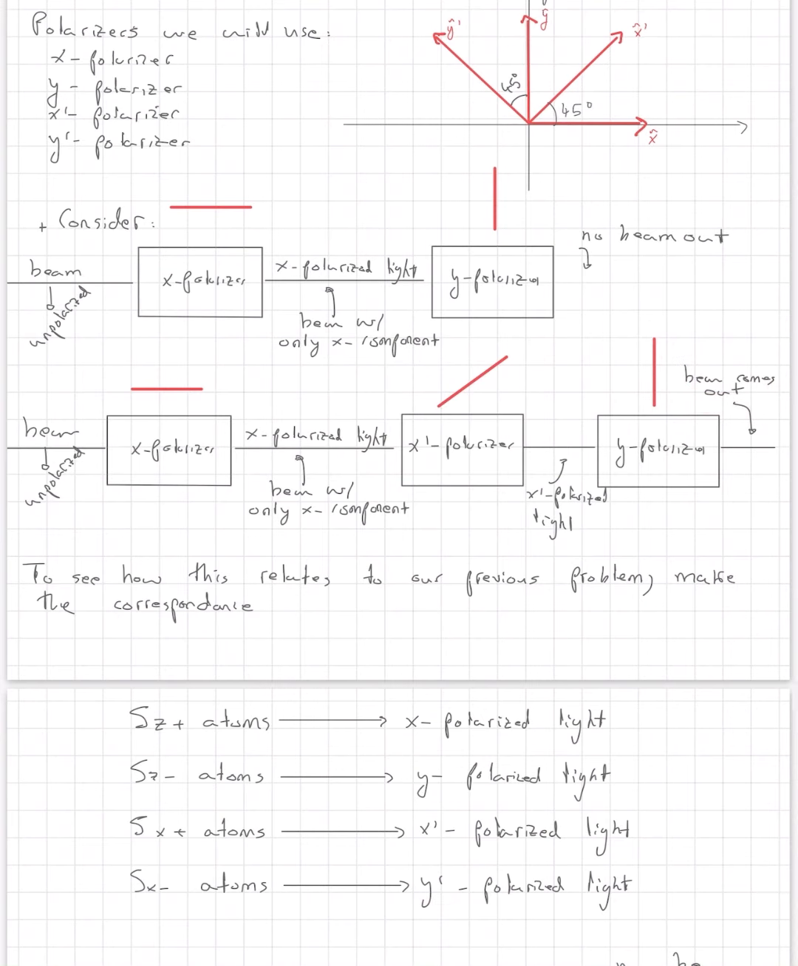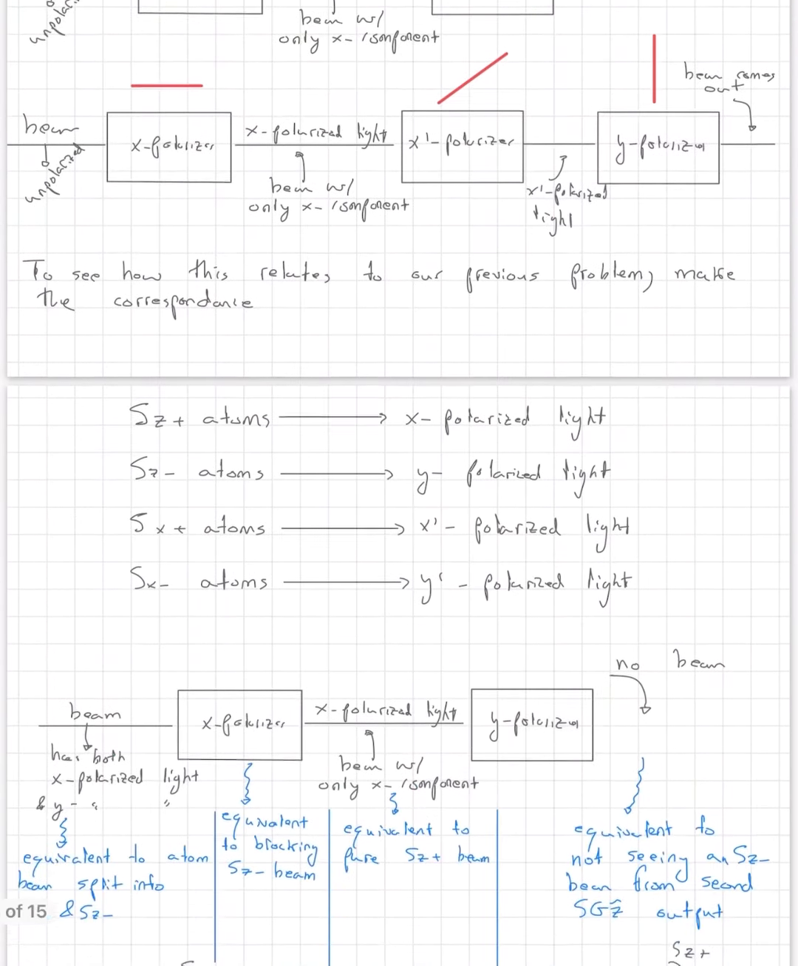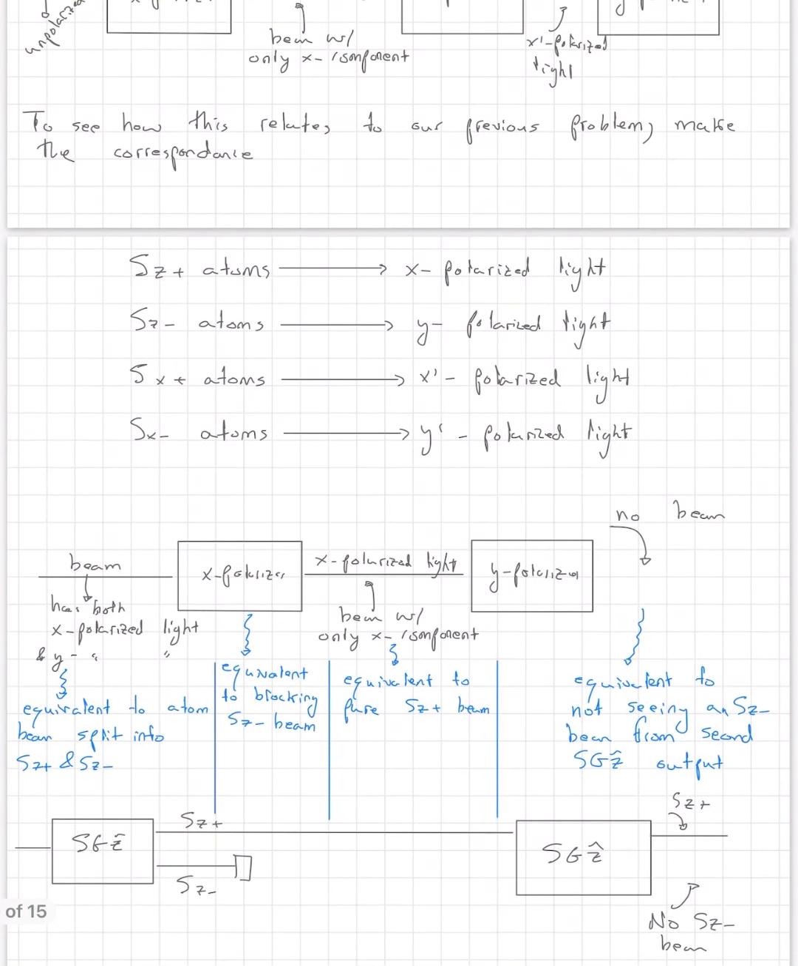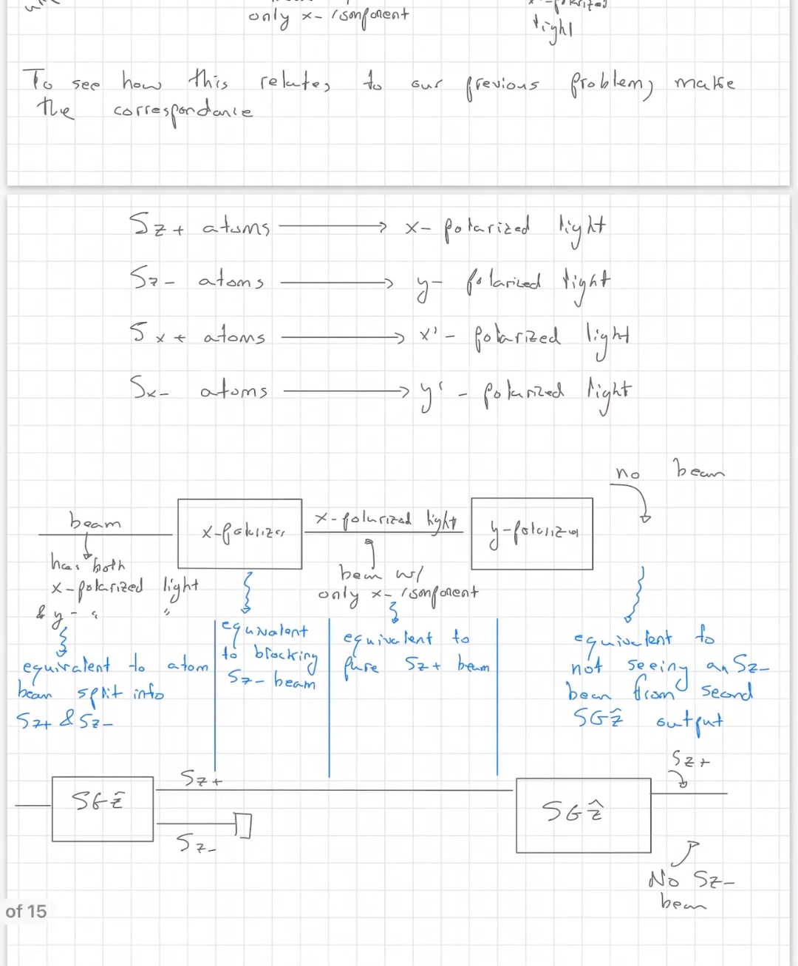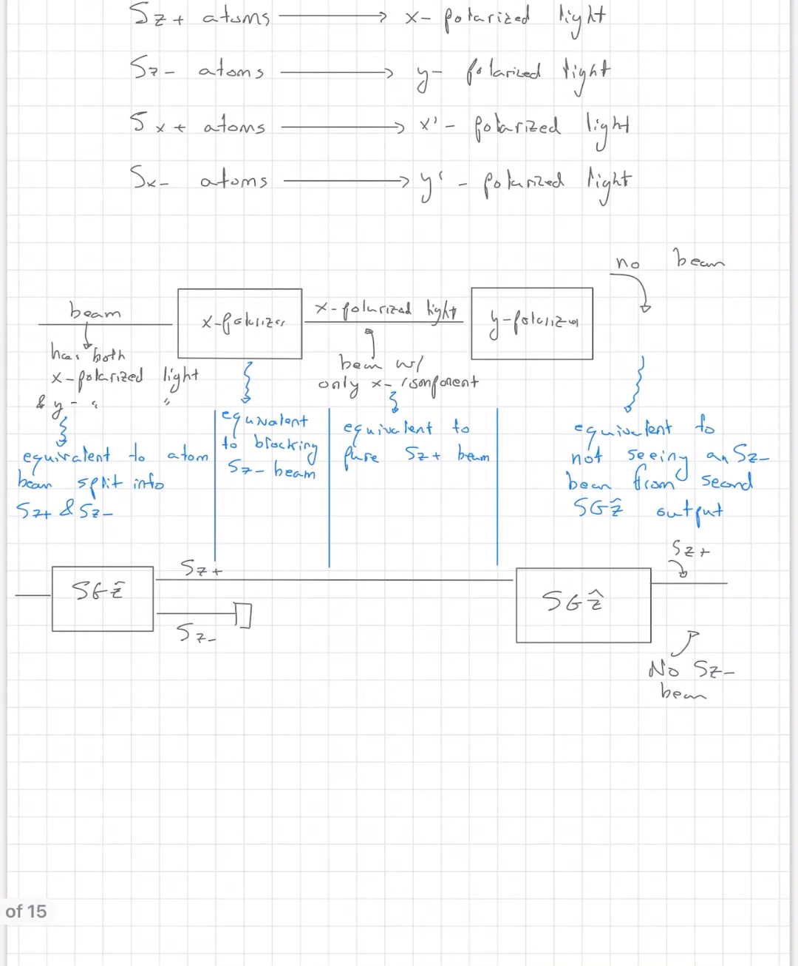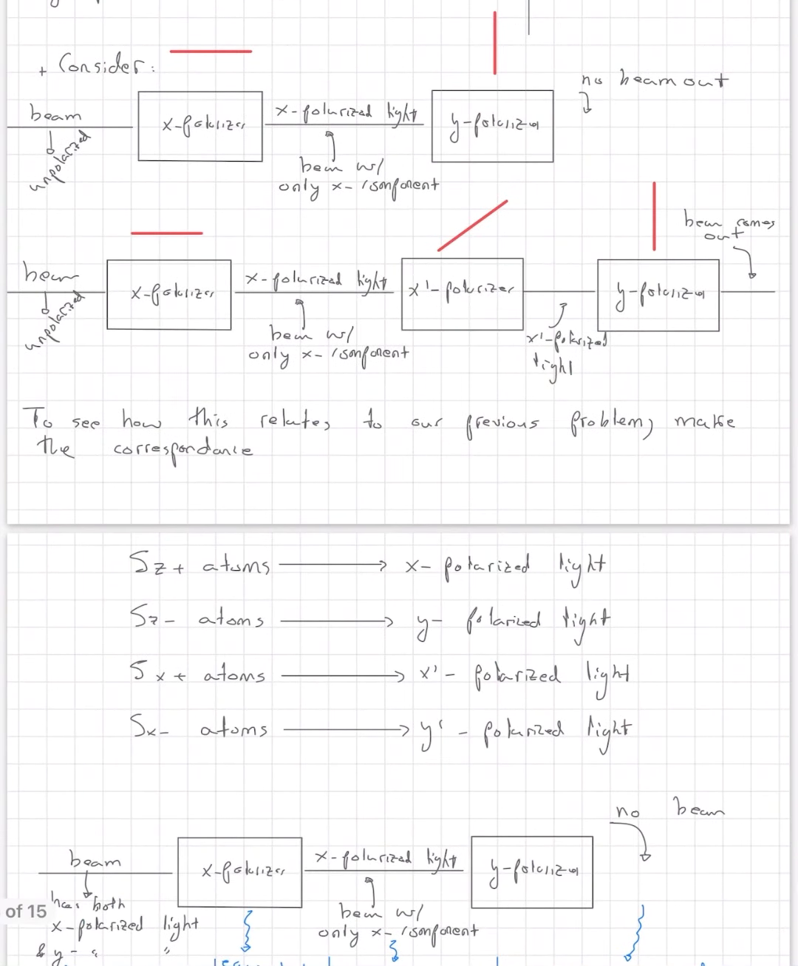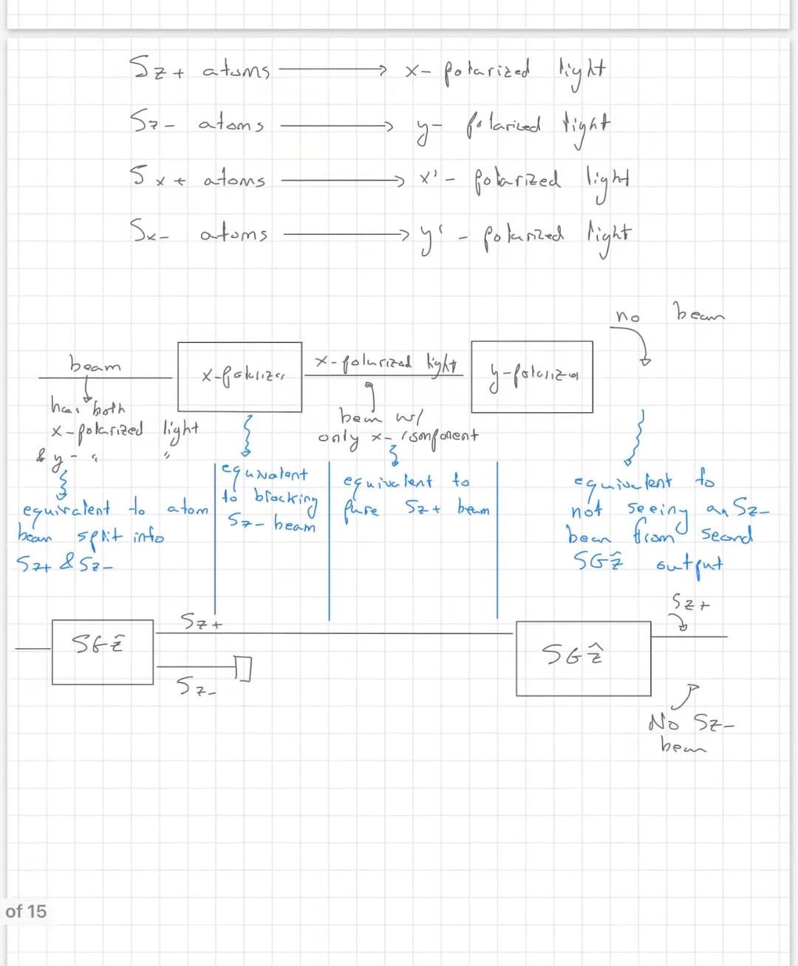Let's see how this relates to our Stern-Gerlach experiments. Let's make a certain correspondence. Let's identify the SZ plus atoms with X polarized light, the SZ minus atoms with Y polarized light, the SX plus atoms with X prime polarized light, and the SX minus atoms with Y prime polarized light. Let's see how this translates the polarized light experiment to our actual Stern-Gerlach.